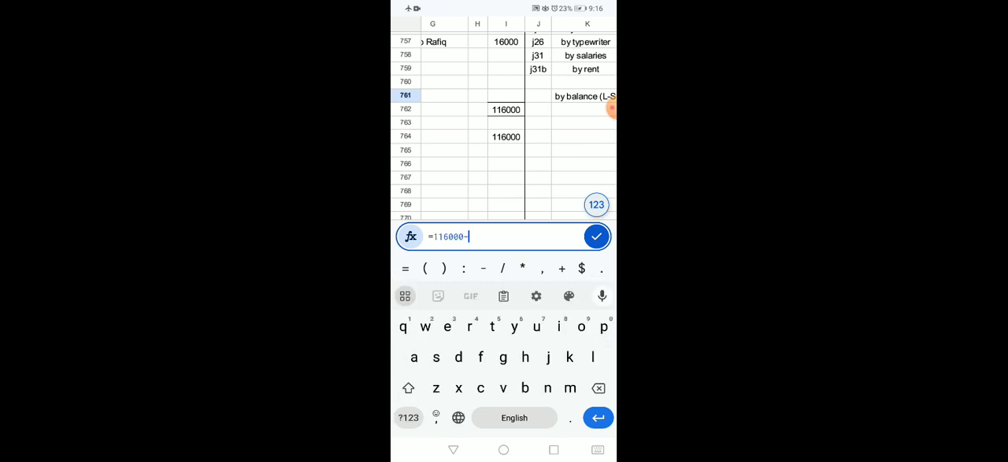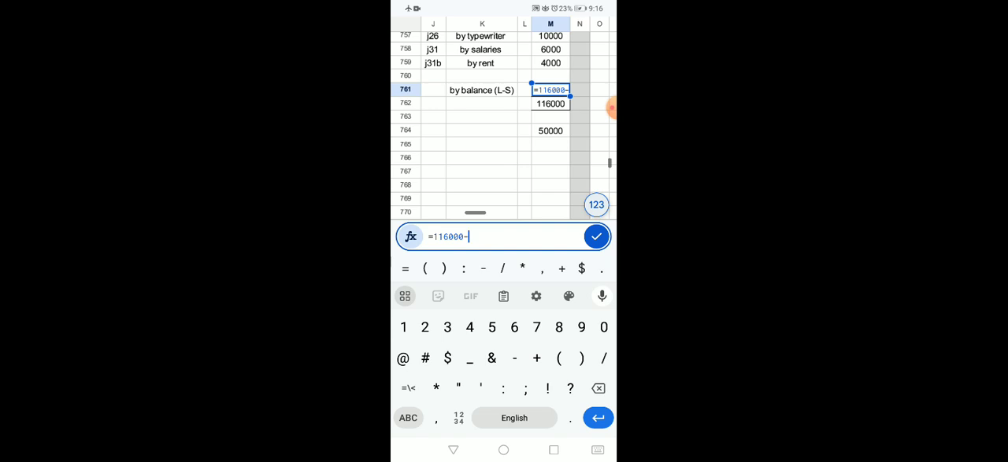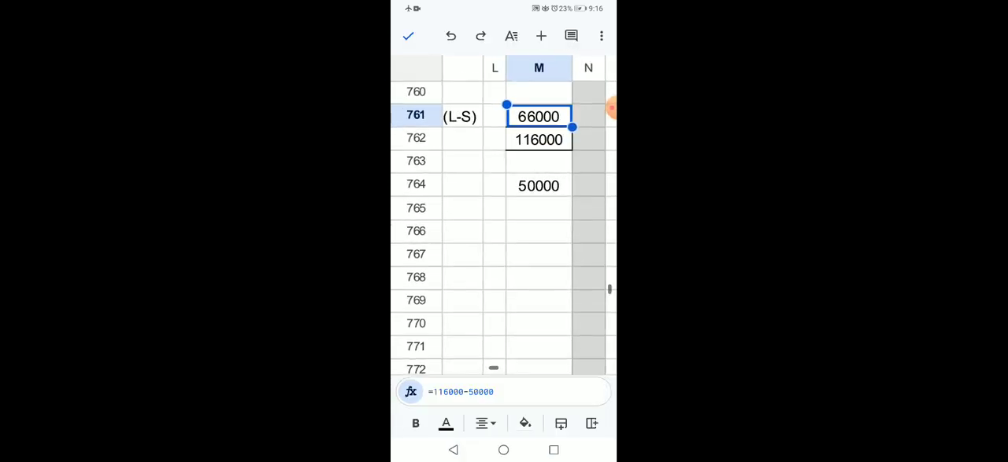116,000, and the smaller sum was 50,000. So you will subtract 50,000 from 116,000. Here you have got the balance. This is the first balance, or initial balance.